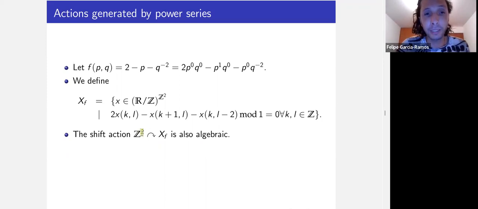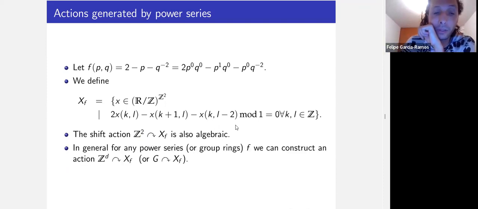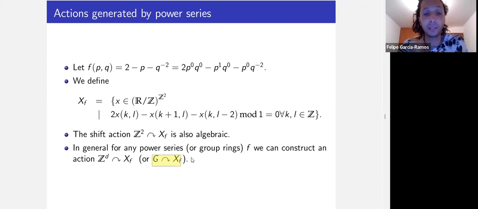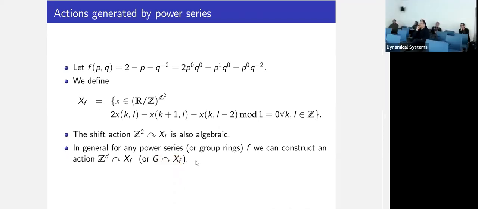We can translate by set, and again you can also check that this is algebraic. And so some examples will have homoclinic points, some will not have homoclinic points. So we are kind of interested in this. And actually there's generalizations. If you take group rings, you can also construct other algebraic actions. But Felipe, why are you interested in homoclinic points?